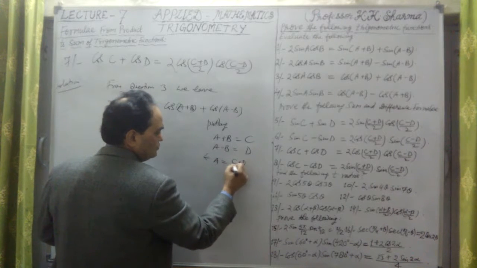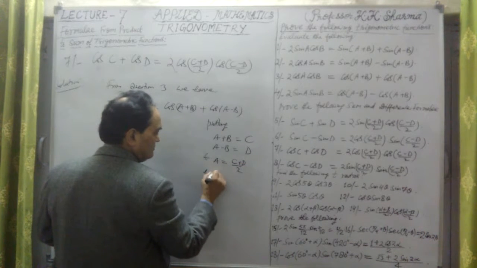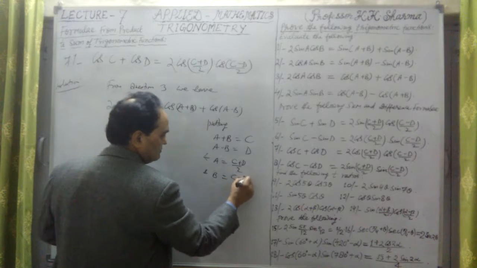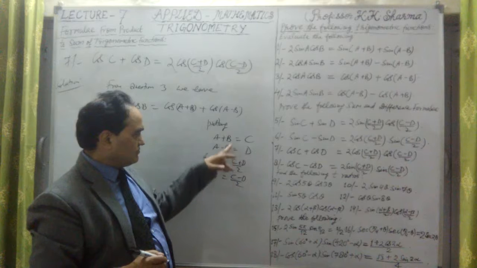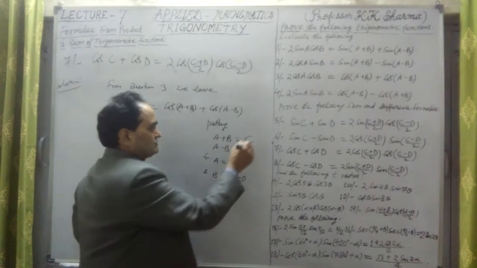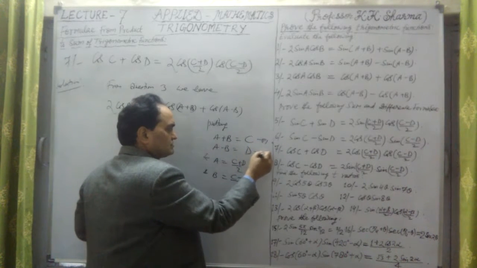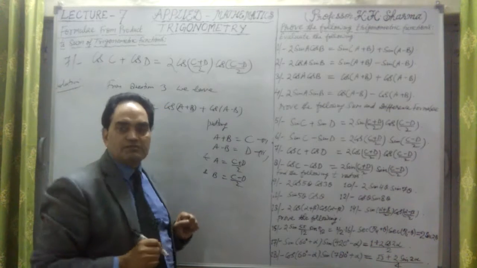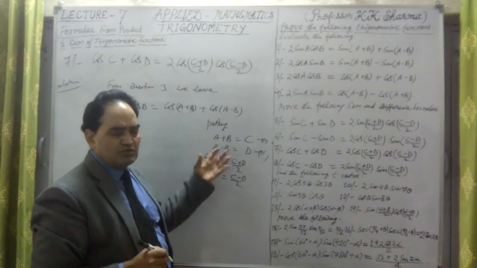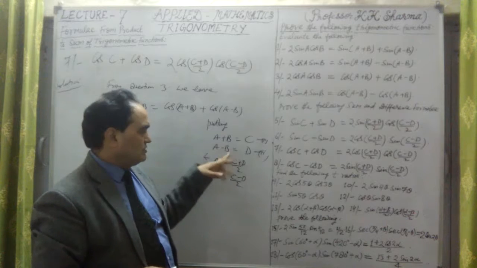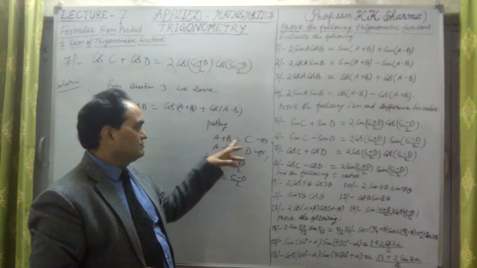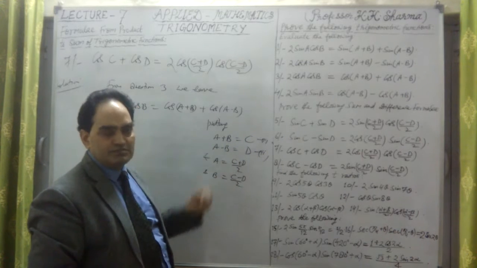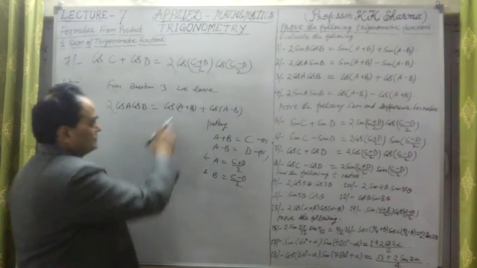A is equal to (C plus D) by 2 and B is equal to (C minus D) by 2. Okay, we have derived these from the first and second equations. We assume as I have just described in question number 5. The same process is here. The values of A and B will come out in the same way: A is (C plus D) by 2 and B is (C minus D) by 2, and A plus B we have assumed C, A minus B we have assumed D. Okay, so the same thing we put here.